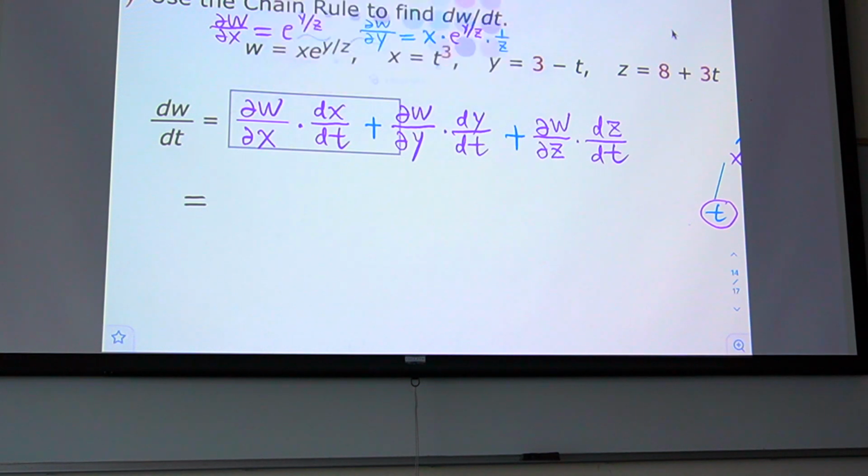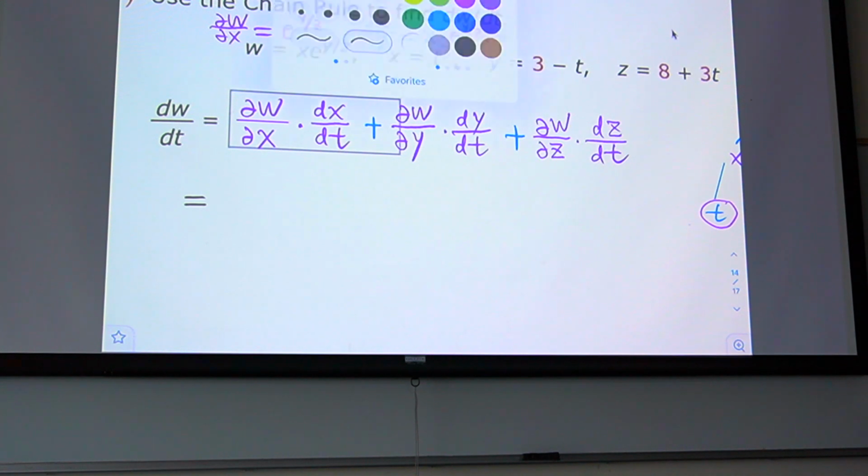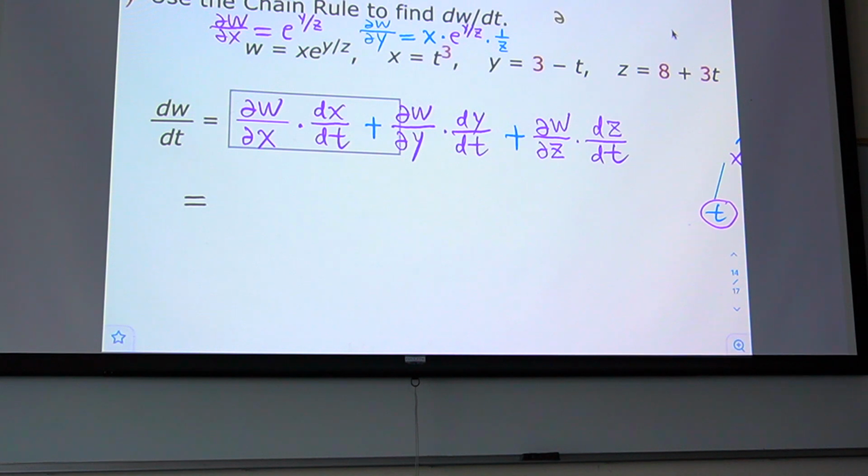Okay, now let's try to find partial w partial z. What does it equal? This time we're going to think about x and y as constants, similar to partial w partial y. So the x over here is like a constant multiple, so you're going to have x times the derivative of this with respect to z. What would that be?